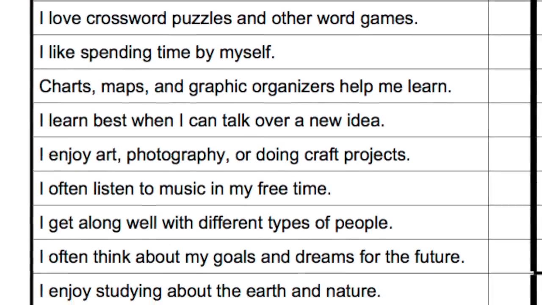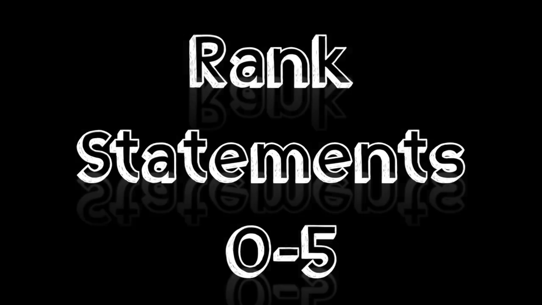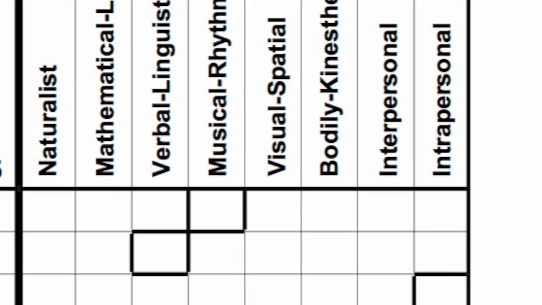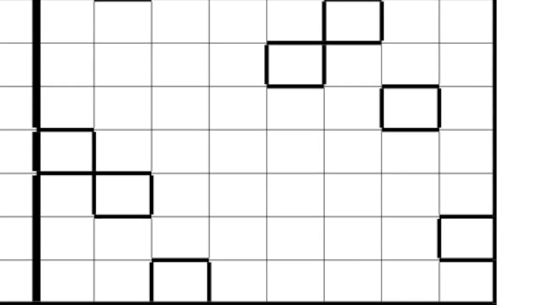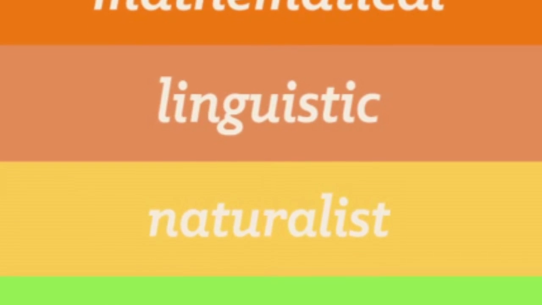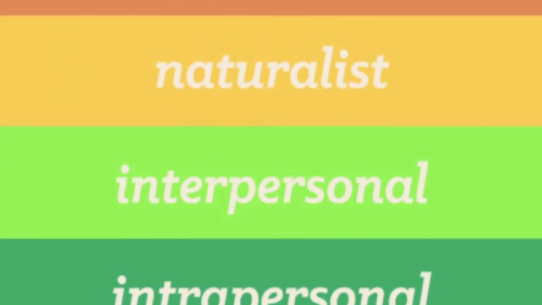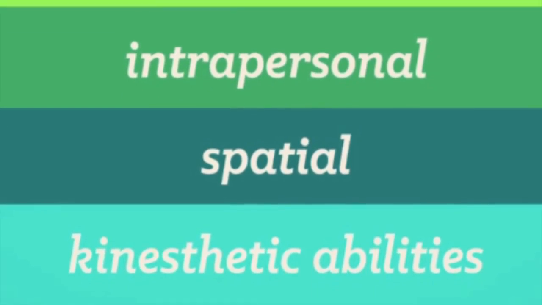To test Howard Gardner's theory of multiple intelligences, we have given you a survey. There is a list of statements written on the left-hand side of the paper. It is your job to rank these statements from 0 to 5, 0 being not at all true about you, and 5 being very true about you. When you total up your scores on the right-hand side of the paper, you will see which of Gardner's areas of intelligence best suits you: musical, mathematical, linguistic, naturalistic, interpersonal, intrapersonal, spatial, and bodily kinesthetic.